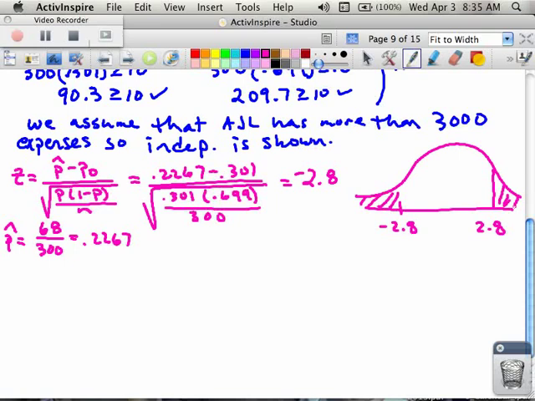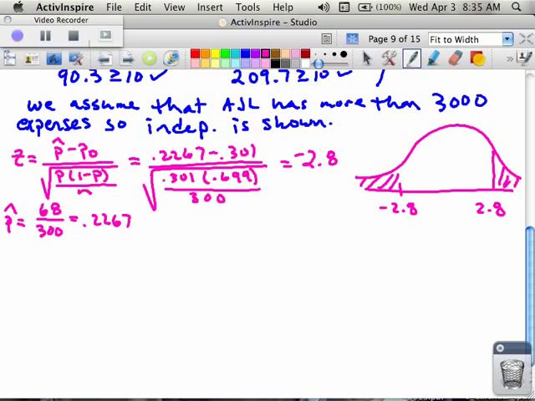Now, there are a couple ways to calculate your p-value. You could do 1 minus the stuff on the inside if you want to, or you can calculate 1 tail and double it. I'm going to do the 1 tail and double. So my probability that my z is less than negative 2.8 turns out to be, when I do my normal CDF, 0.0026.